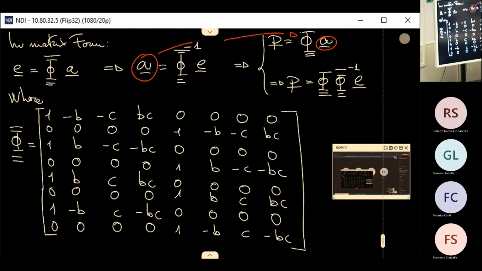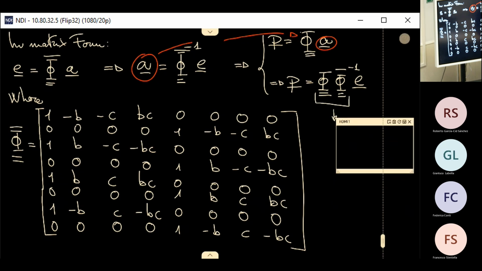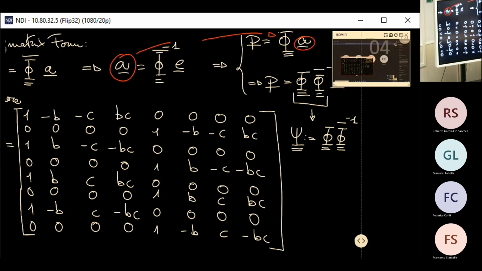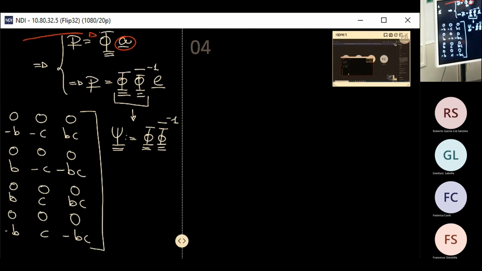Why is it important? Because this way we have achieved our goal. We are able to relate the position of each point within the element, and that's what I was talking about before, starting from the solution at the nodes. These two matrices here, they are called psi, and this is the element shape matrix. Okay. By definition. So we can write.